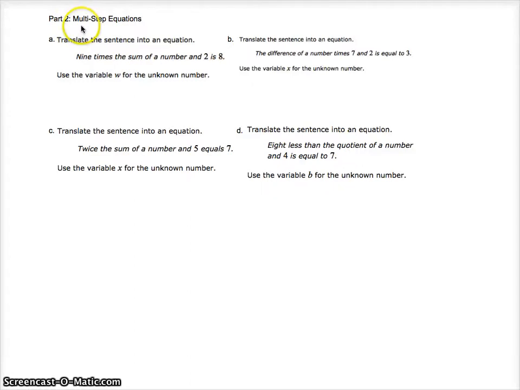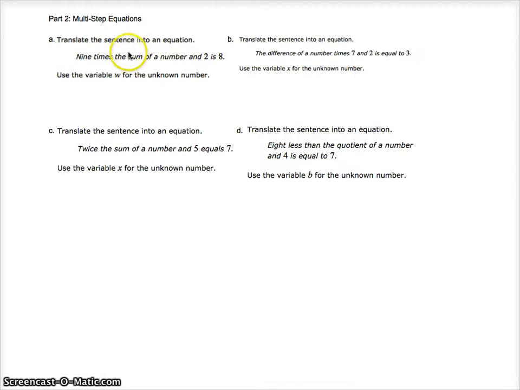Hello, welcome to Translating Sentences into Equations, Part 2, Multi-Step Equations. Letter A says translate the sentence into an equation. Use the variable w for the unknown number. The sentence is 9 times the sum of a number and 2 is 8.